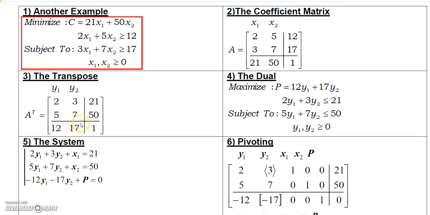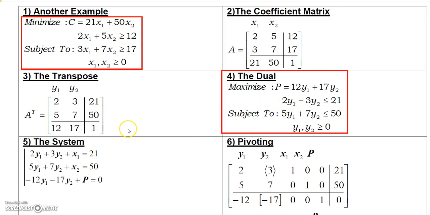Then I take these coefficients and convert them into a dual problem, and here's my dual problem. The bottom row gives me the objective function 12y1 plus 17y2 equals p, and make sure you state that you're maximizing that. The top two rows give me the less than or equal to constraints: 2y1 plus 3y2 is less than or equal to 21, and 5y1 plus 7y2 is less than or equal to 50. And don't forget, you always need to put in your non-negative constraints on the dual problem.